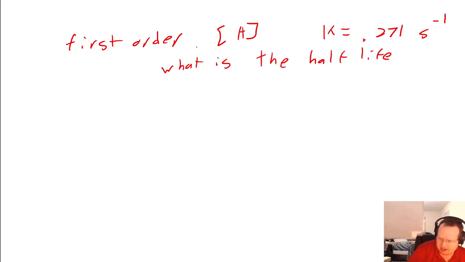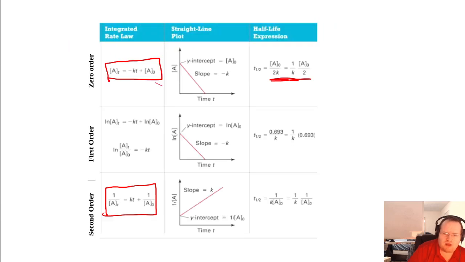Now, this question works because it's first order. If it were zero or second order, if we go back a slide, for half-life, for zero order, I need to know the initial concentration here. Second order, I need the initial concentration here. So for zero and second order reactions, you would also have to be given that.